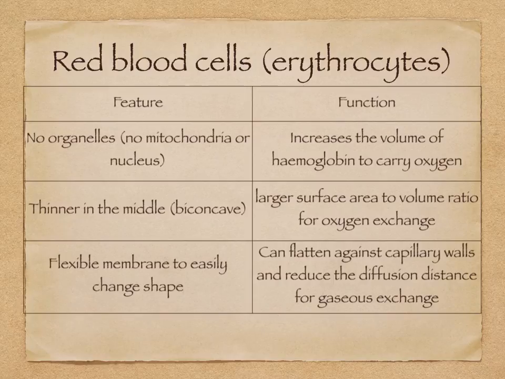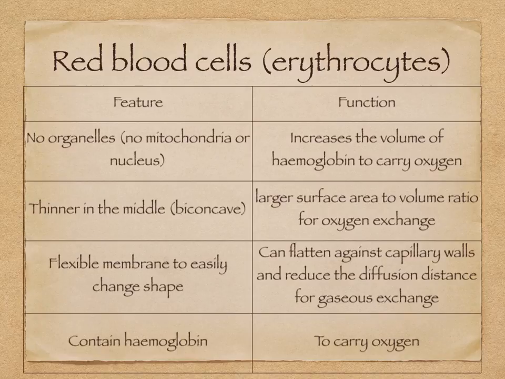They have a flexible membrane that easily changes shape, so that the red blood cell can flatten against a capillary wall, and this reduces the diffusion distance for gaseous exchange. They contain a red pigment called hemoglobin that carries oxygen.